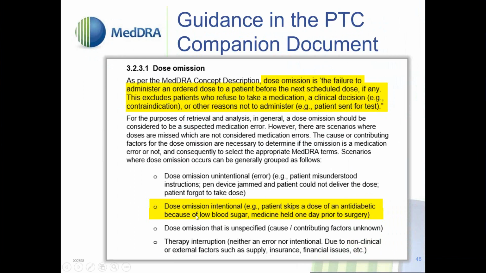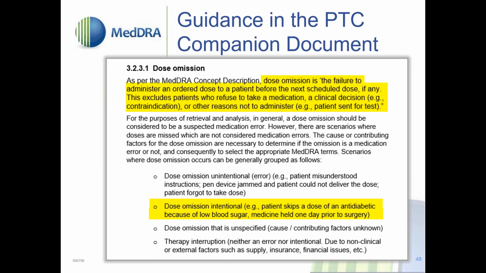For example, a patient skips a dose of an anti-diabetic because of low blood sugar, or a medicine is held on the day prior to surgery. The dose omission may also be unspecified, where the cause or contributing factors are unknown. You find a lot of examples in the companion document explaining how to differentiate these scenarios. In addition, there is a PT therapy interruption, and it's important to understand when to use this PT.